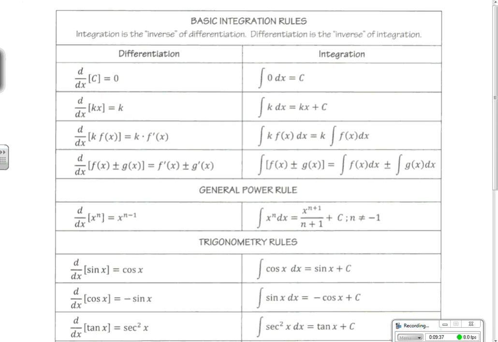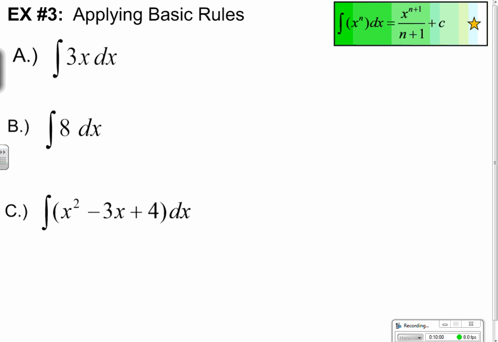What I gave you guys was this sheet, and it has on the left side what the derivatives were, and then over here what the integration is. So if I integrated 0 here, it takes me back to c, some constant. And so this sheet will be somewhat helpful too. All right, let's apply some basic rules.